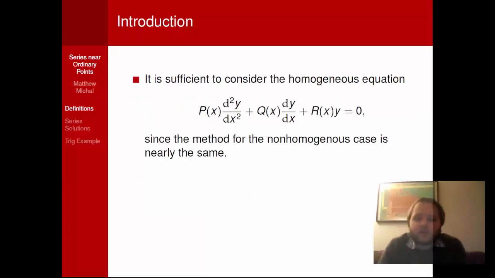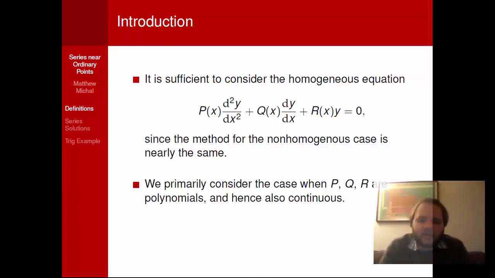The equation we're going to be focusing on most is the homogeneous equation: big P of x, y double prime, plus big Q of x, y prime, plus R of x, y is equal to 0. I'll talk about why it's good enough to just use the homogeneous case a little bit later, because non-homogeneous won't make much of a difference when we solve this. It'll just have an effect on our recurrence relation.